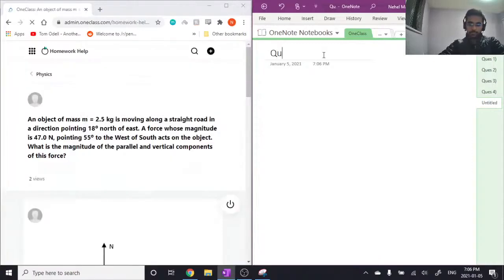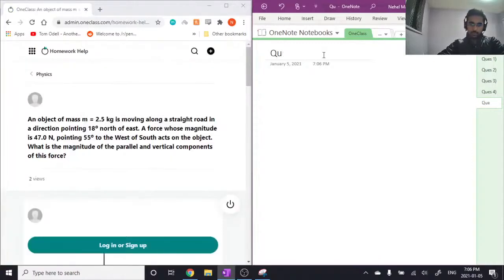Question number 5 for today's section. A mass of object 2.5 kg is moving along a straight road in direction pointing 18 degrees north of east. Force whose magnitude is 49 Newton pointing 55 degrees to the west of south acts on the object. What is the magnitude of the parallel and vertical components of this force?